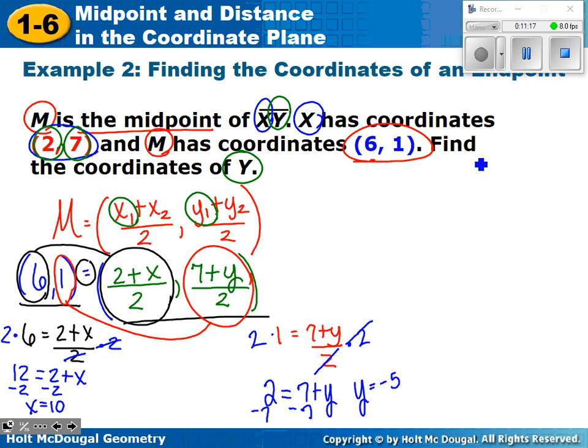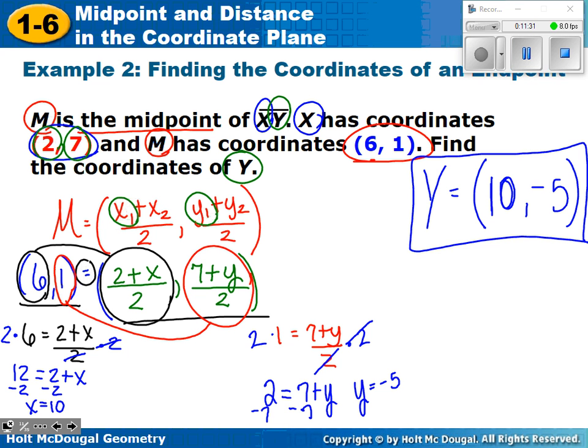And so to answer our question, what are the coordinates of capital Y? Capital Y would equal 10, comma, negative 5. So the coordinates for that endpoint are at 10, negative 5. Any questions with the algebra?